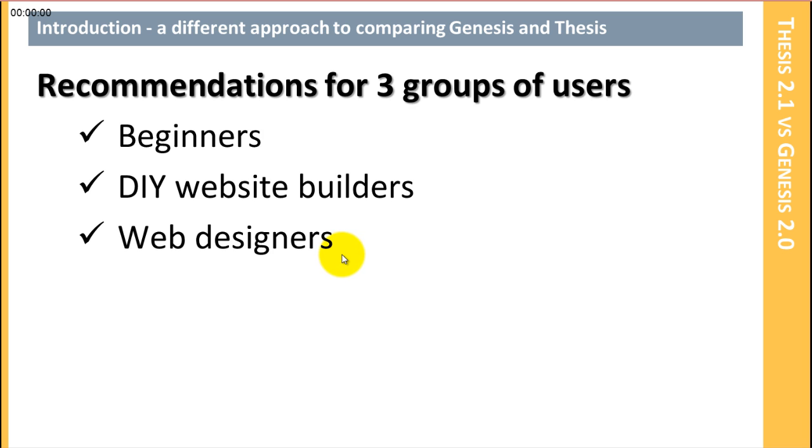Now, when I'm done with that, I'm going to make recommendations for three specific groups of users. First, my primary target audience, which is a beginner looking to build their first website, or the first time that they've built a website in a long time. That is somebody who's not already conversant with the material. Secondly, for the DIY website builder, which is actually, I think, where most of my members fall. And then thirdly, for web designers, because there are different criteria for each of these three types of users. And so I'm going to make recommendations at the end for each of those three user groups.